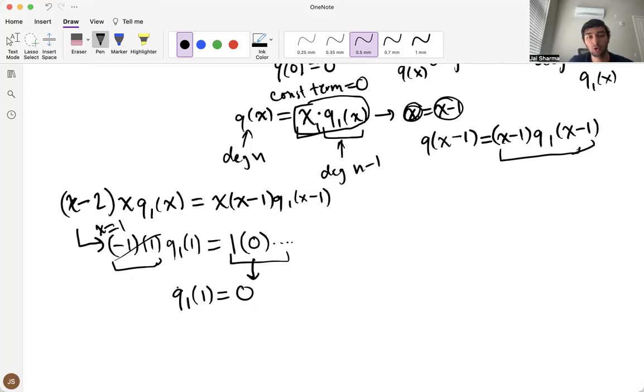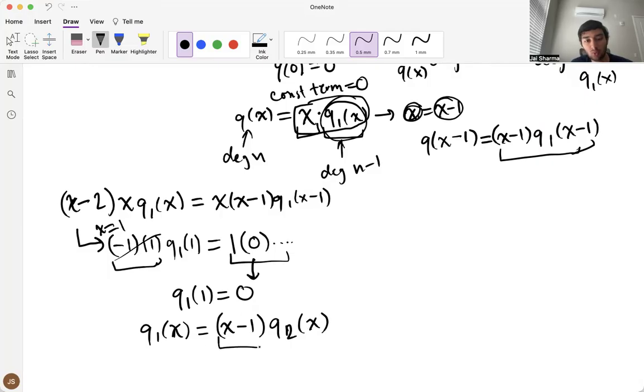Okay. So that means that whatever this smaller polynomial was, it basically has a root of 1. So that means that similarly as we did before, we can actually write q1 of x equal to x minus 1 times q2 of x.